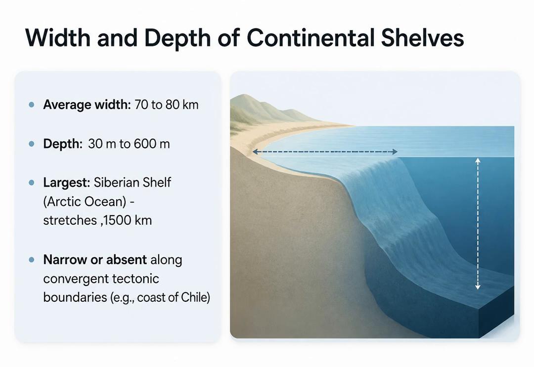The size of a continental shelf can vary wildly depending on where you are in the world. On average, they are about 70 to 80 kilometers wide, with depths ranging from a shallow 30 meters down to 600 meters. The eastern coast of the USA has a broad shelf up to 300 kilometers wide, but the absolute largest is the Siberian shelf in the Arctic Ocean, stretching a massive 1,500 kilometers from the coast. Conversely, if you visit the coast of Chile, the shelf is almost non-existent because it sits on a convergent tectonic boundary where the ocean floor is being pushed under the continent.